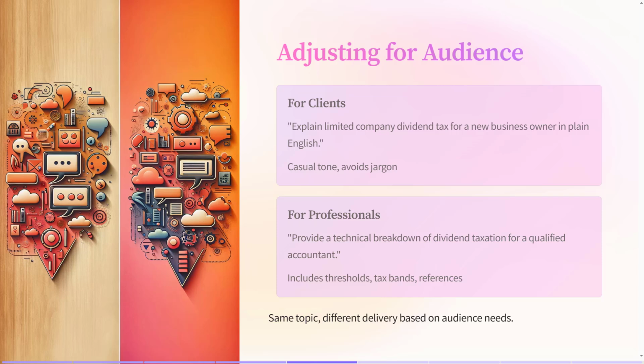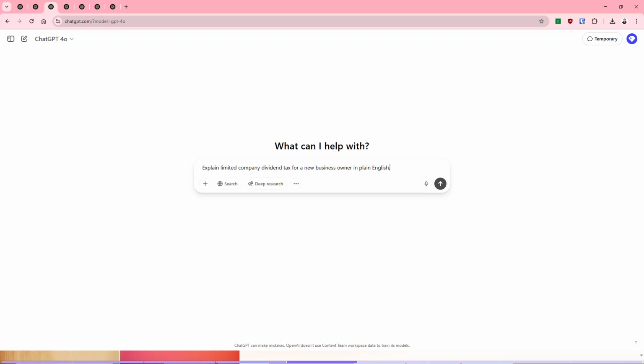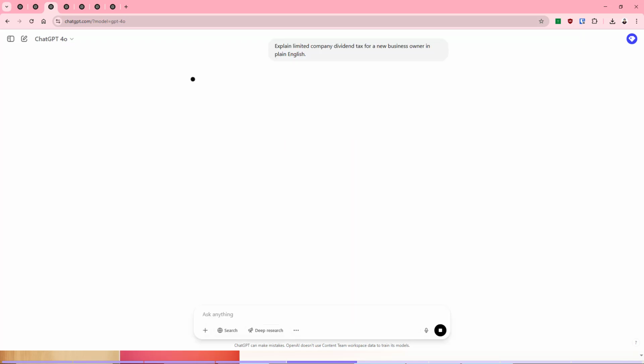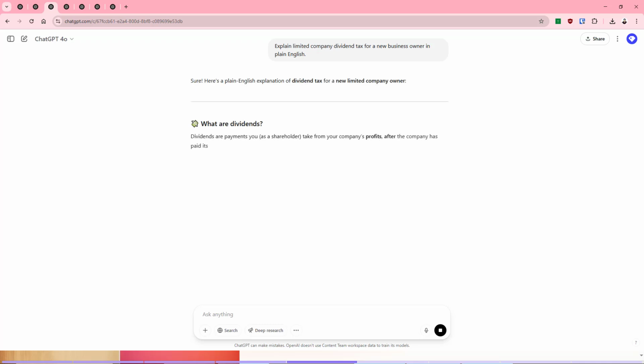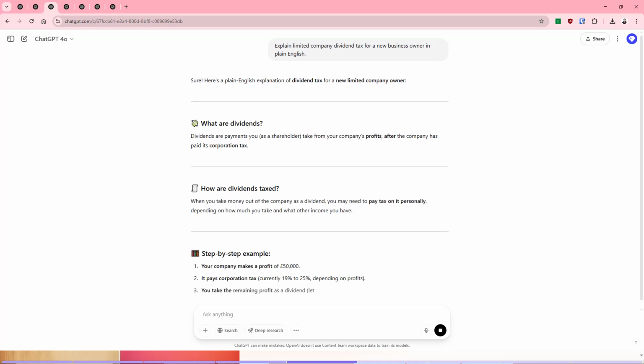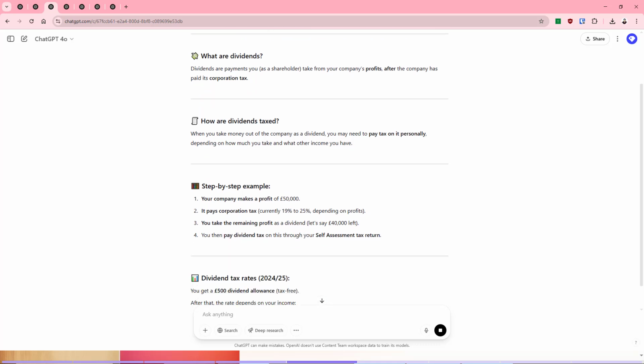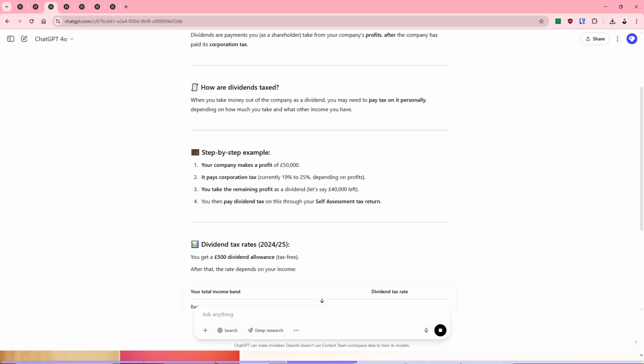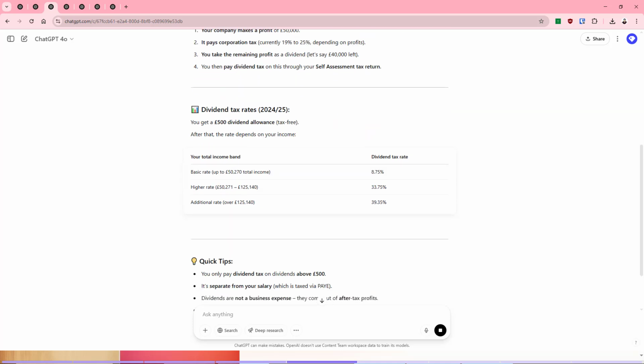So again, let's go and see what GPT gives us. So our first prompt here, explain limited company dividend tax for a new business owner in plain English. So you can see the tone here. Dividends are payments that you, as a shareholder, take from your company's profits after the company has paid its corporation tax. And then it talks about how it's taxed. And then it talks about the process of it. And it talks about the current rates as well.